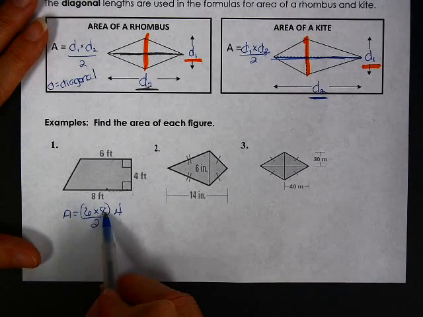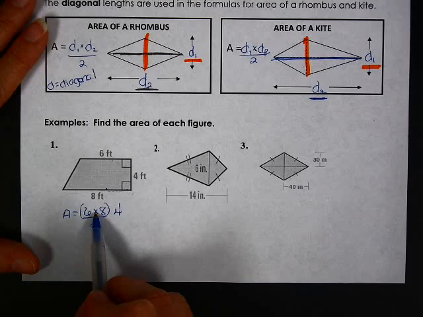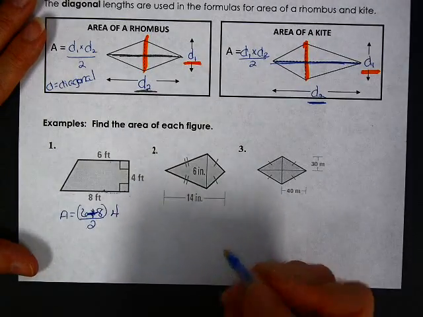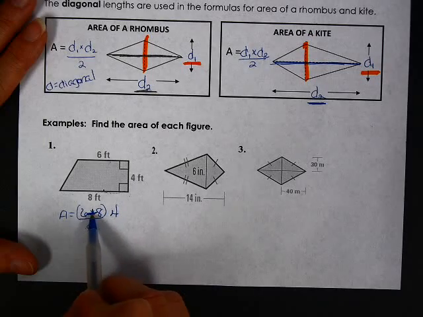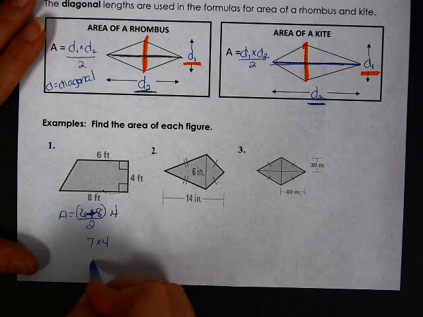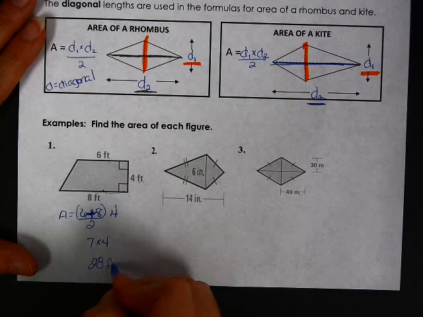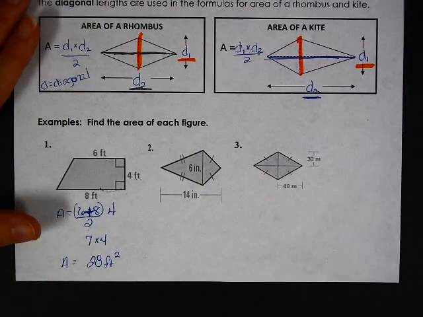So 48 divided by 2, that will give us 24. Is that right? Oh, you know what? What did I do here? I said times. I don't multiply those. I add those because it's the average. So 6 plus 8 is 14. Divided by 2 is 7. And then 7 times 4 is 28. And since we are looking at feet, this is 28 feet squared. Make sure you put that square marking there or it will be counted wrong.